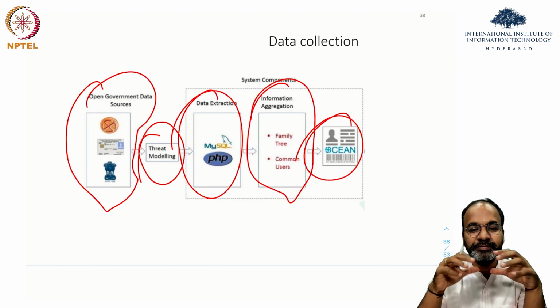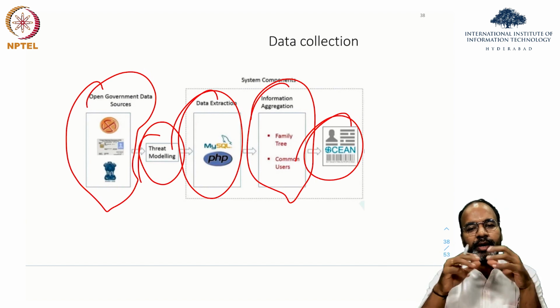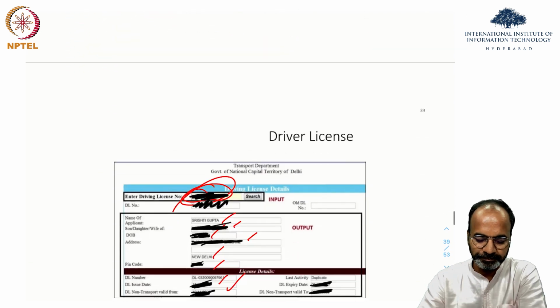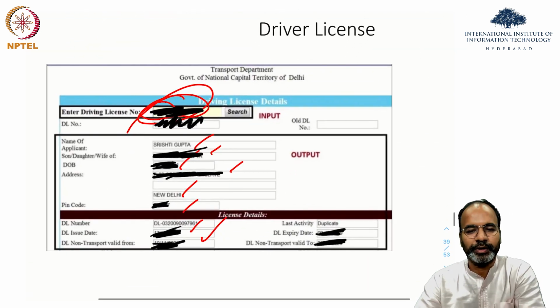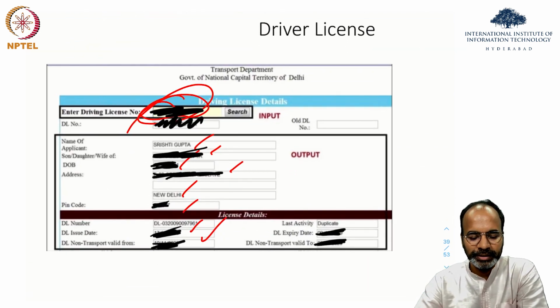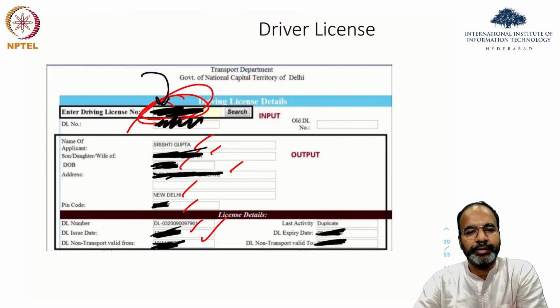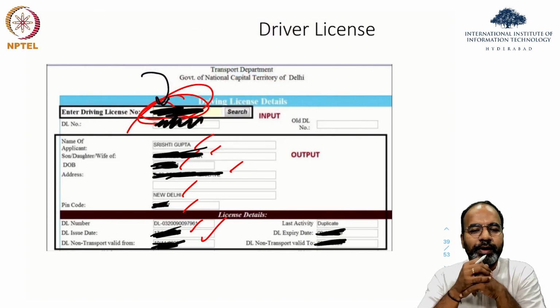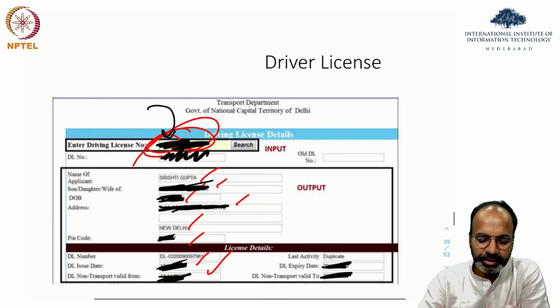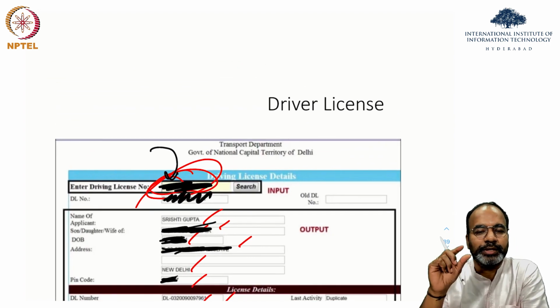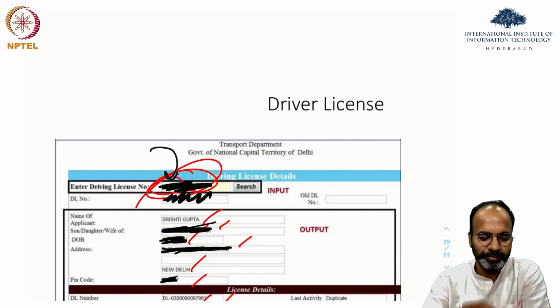Let's look at some specific examples of how information can be collected online. So here's an example of how to get a driver's license. The input is name. Again, for practical purposes, for the entire lecture, let's keep Shrishti Gupta as the input wherever it is. Shrishti Gupta input is given, and accordingly you could get some information from these driver's license websites. So here is how I would social engineer getting more and more information.